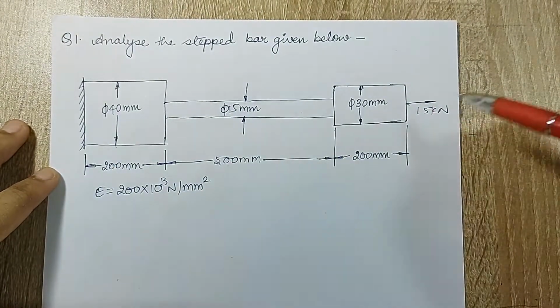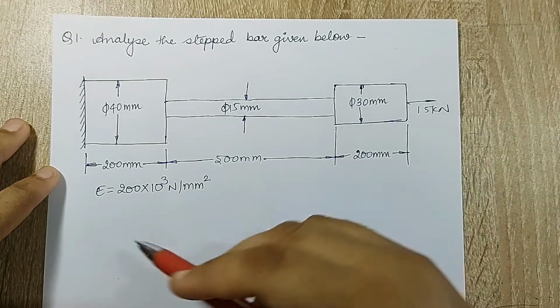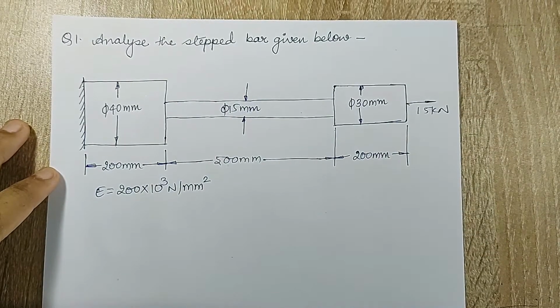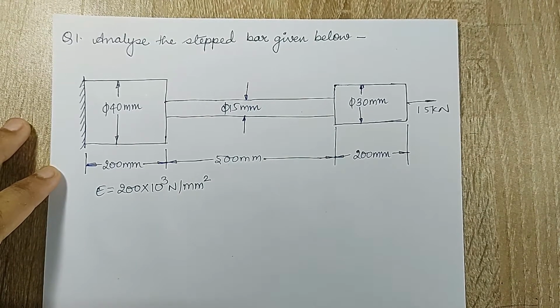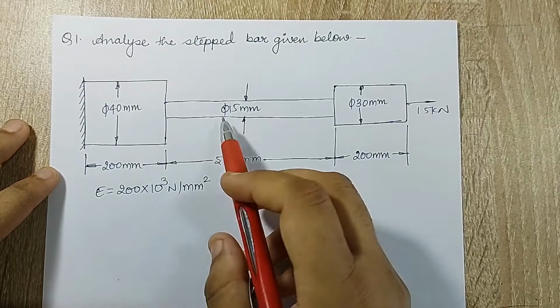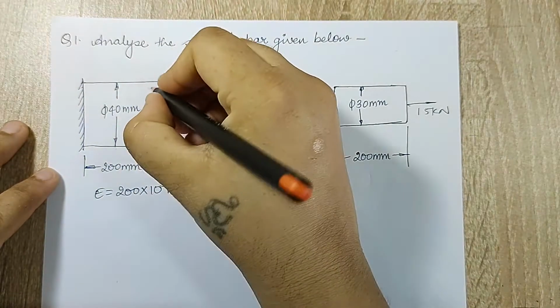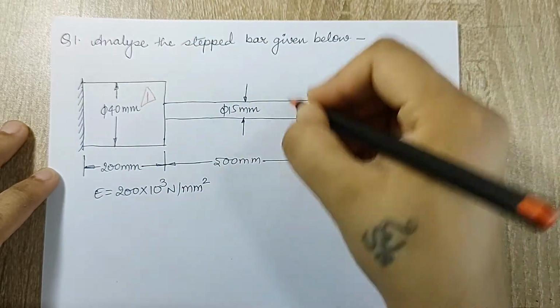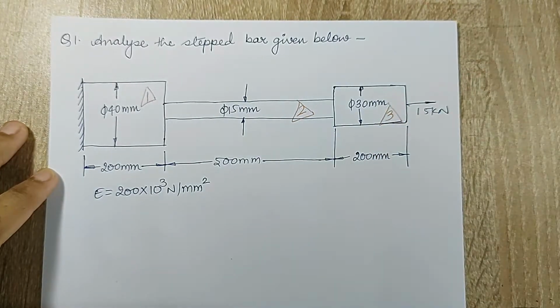At one end the bar is fixed and at the other end there is a load of 15 kilonewton. The value of Young's modulus is given as 200 into 10 raised to 3 Newton per mm square. Now since there is only one value of E given, it obviously means that all the 3 bars are made of same material. Now I am going to label this one as element 1, this is my element 2 and this is my element 3.